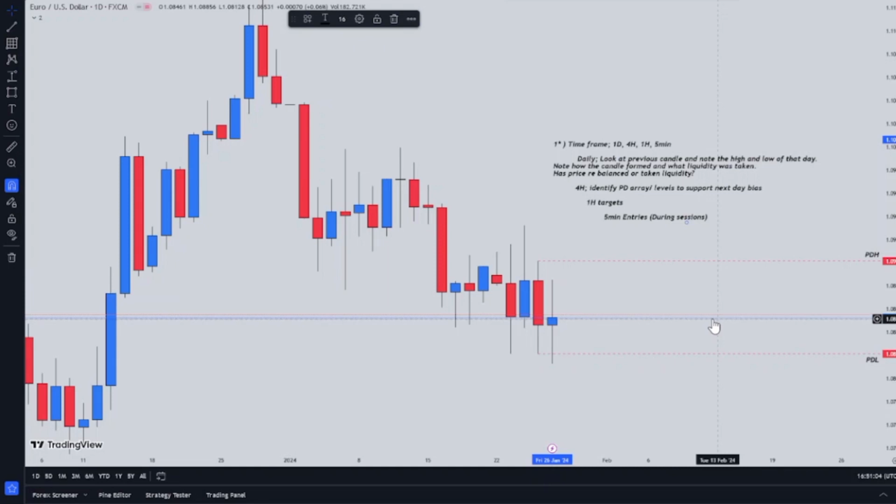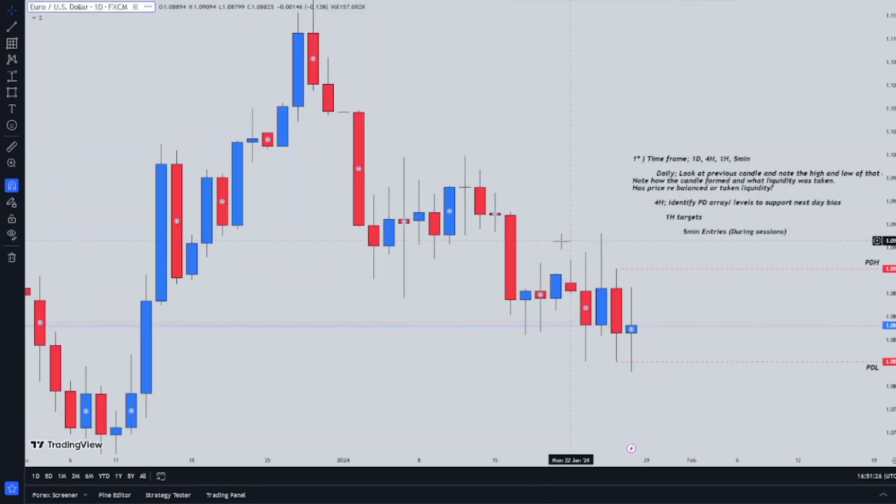So first of all, I'd like to educate you on how we select our time frames. For me, I do begin from the 1 day daily time frame, scale down to the 4 hours, then to the 1 hour, and I take my entries in the 5 minutes, depending on the session.